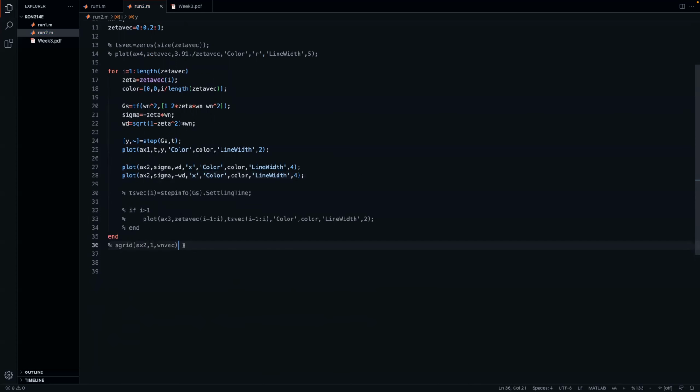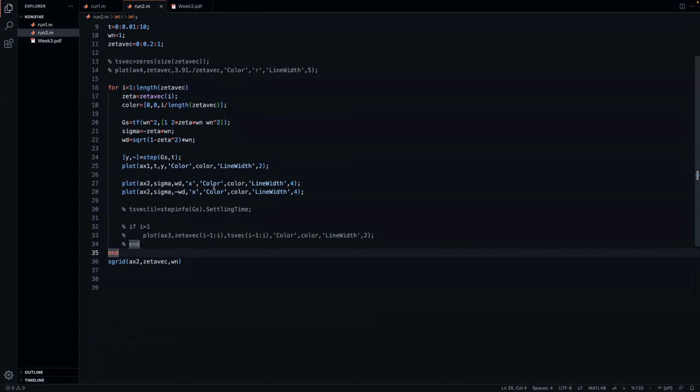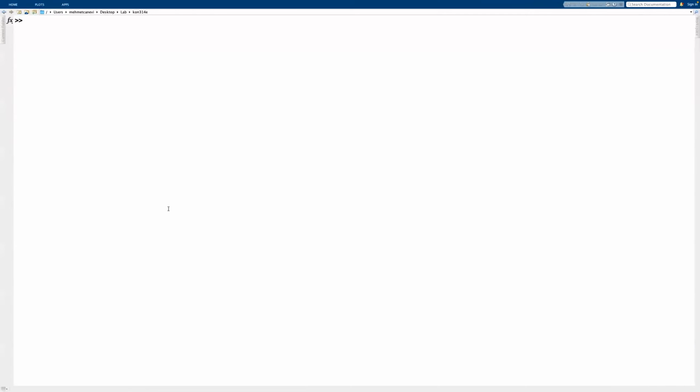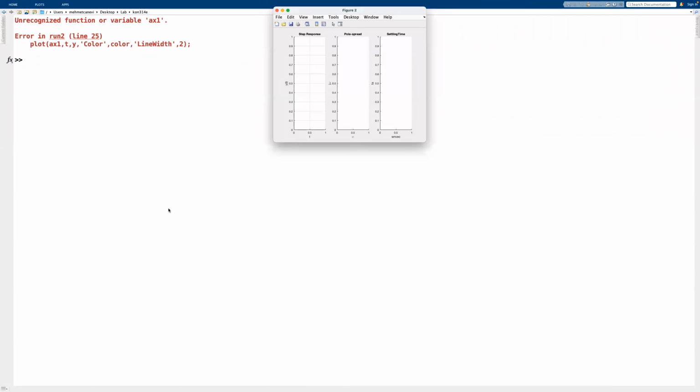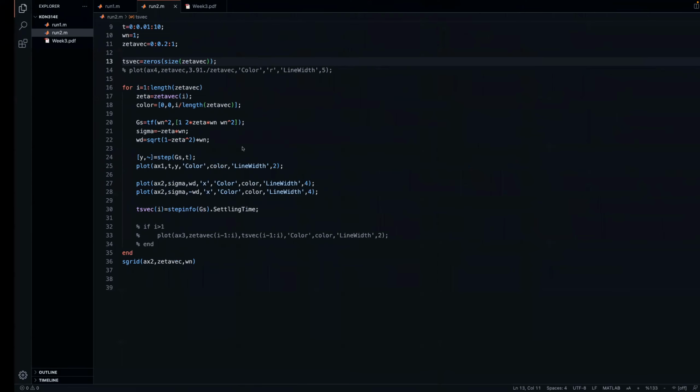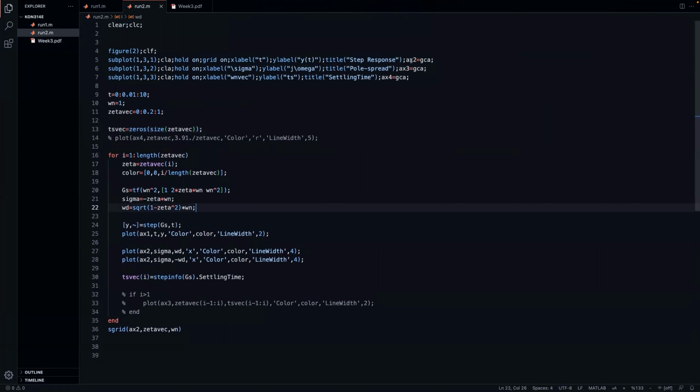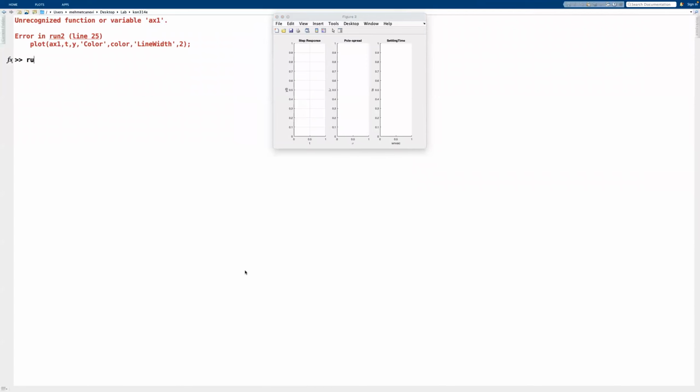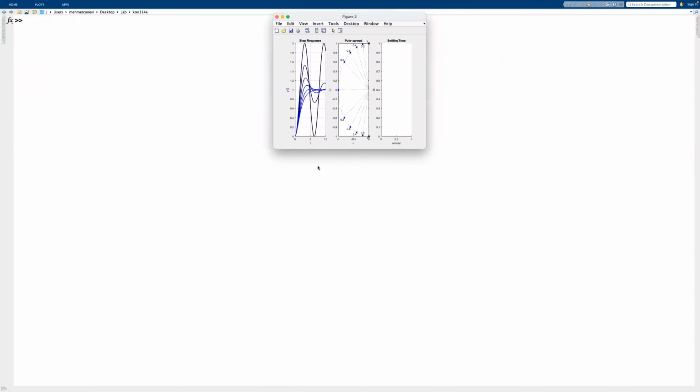Now, we can also display the zeta and omega n lines. I'm going to give it the zeta vector and omega n value, and it should basically show us the zeta and omega n lines. Let me actually fill out the settling time vector here like this. And let's run the second script. There we go.